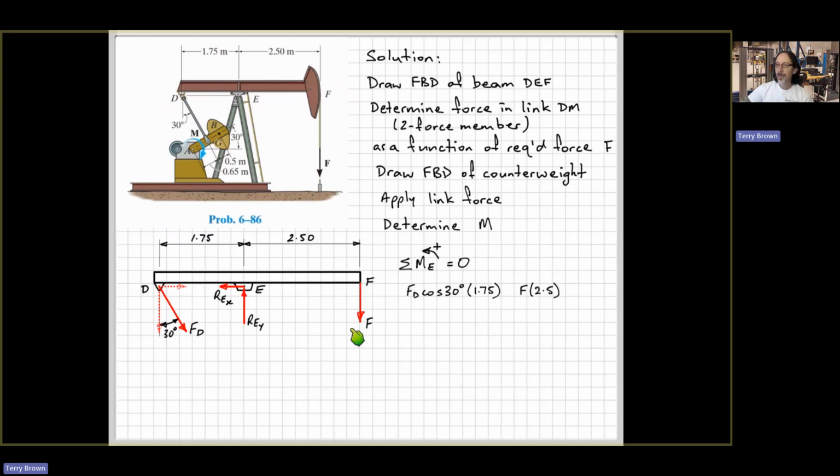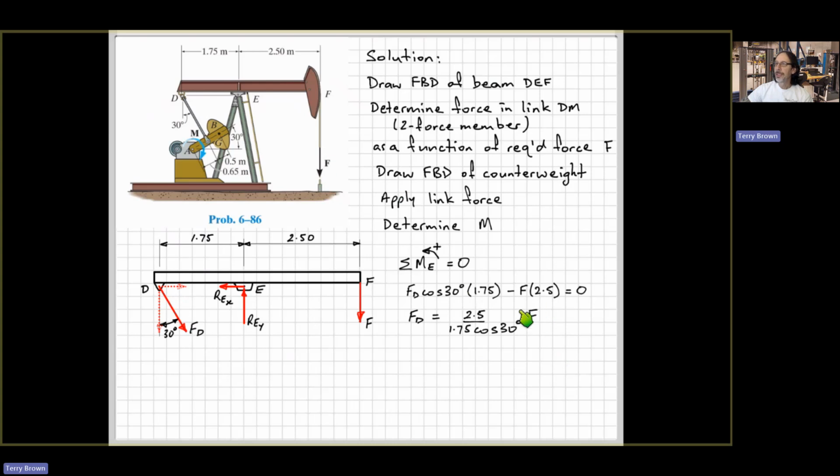Then we can move to our other force, out here. The perpendicular distance from the line of action to the point is 2.5, and it's tending to rotate clockwise about point E, so that one's negative. Nothing else is causing moments, so make that all equal to 0. We can rearrange it and get an expression for the force in the link FD as a function of our applied load F.